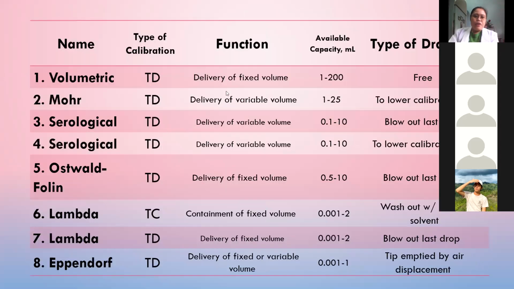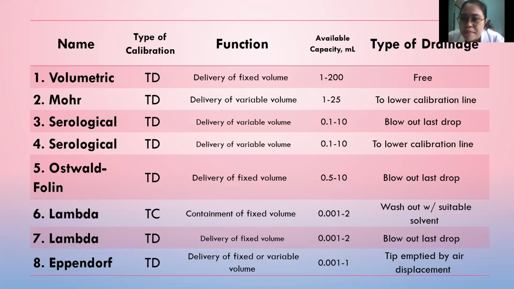So let's move on to the serological pipette. Now we have two types of serological pipette. Both of the pipettes are used to deliver. And to be exact, ano siya? Ginagamit sila to deliver variable volume also, just like the Mohr pipette. And then we have serological pipettes that can deliver 0.1 and na ay hangtod 10 ml na serological pipette.